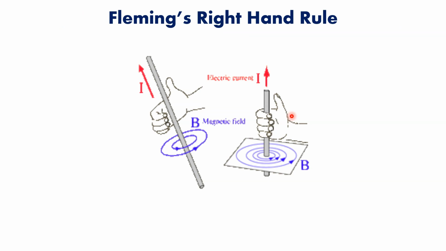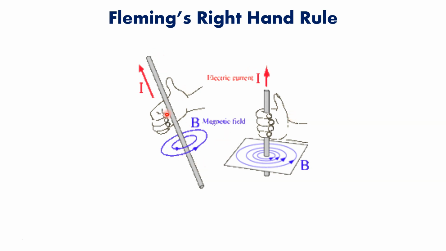So take your right hand and wrap it around so that you're making a thumbs up sign. The direction that your thumb is pointing is the direction of the current, and the direction that your fingers are wrapping is the direction of the magnetic field lines. So you can visualize it here.